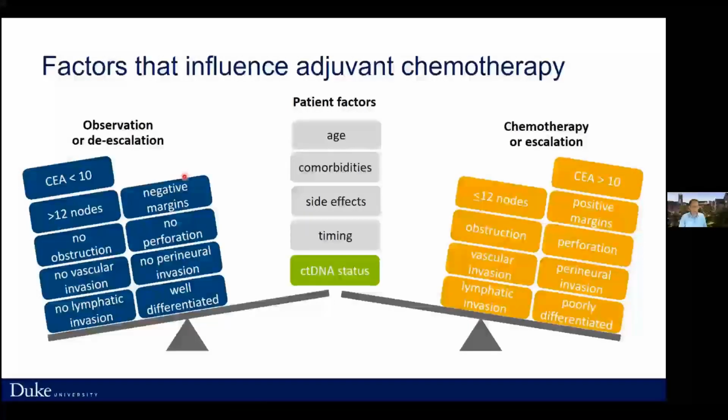And I've shown here on this slide what some of those features are. Things like lymph node harvest or obstruction, perforation, perineural invasion, vascular invasion. They're telling us that we can use these prognostic features to decide whether to give adjuvant chemo in the stage 2 setting. We also overlay that with patient age, comorbidities. And then the question emerges, well, what about the most powerful prognostic feature we know of right now, which is ctDNA? Should that be part of our decision-making in stage 2?